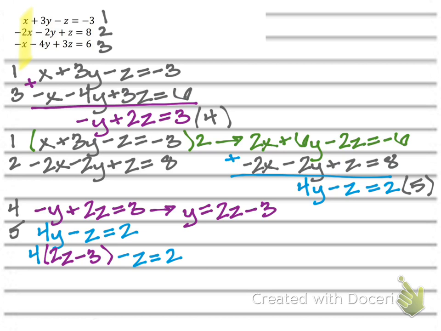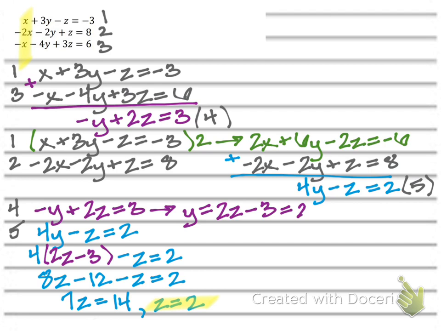So distributing the 4, I'm going to have 8z minus 12 minus z is 2. It's coming out to the same as the last one. 8z minus z, 7z is 14, right? We'd add 12 to both sides, so z is 2. Now that I know what z is, I can go back up and plug it in and find y. 2 times 2 minus 3, which is 4 minus 3, which is 1.